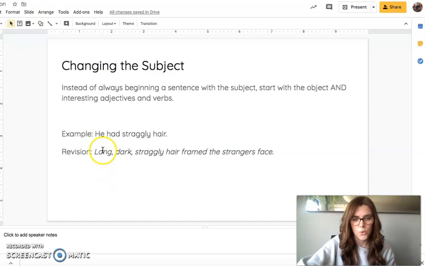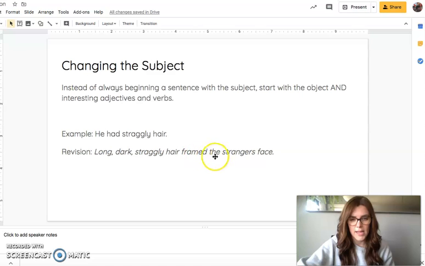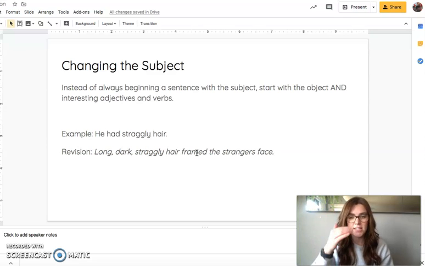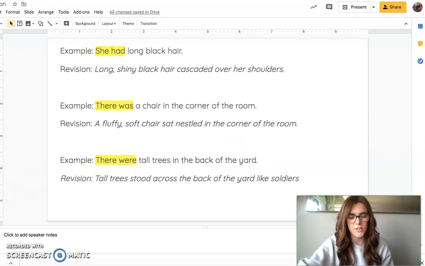So we added in the words long and dark to describe his hair, and we also added in "framed the stranger's face." So framed is like a picture frame, how a picture frame frames a picture. His hair is framing his face. And we also added in the descriptor stranger instead of just he. That just adds more detail. Let's look at another example.